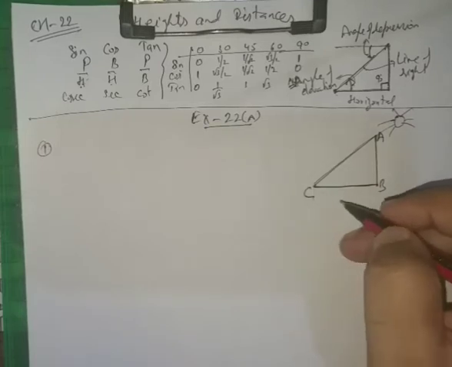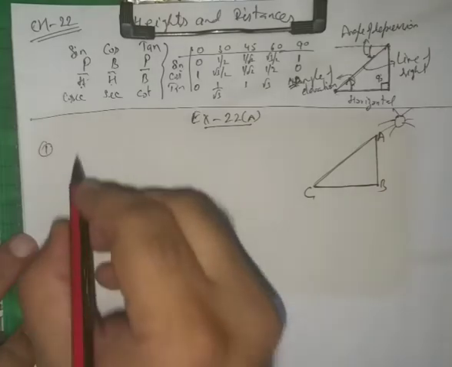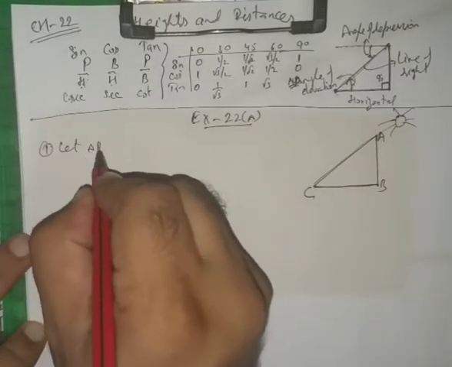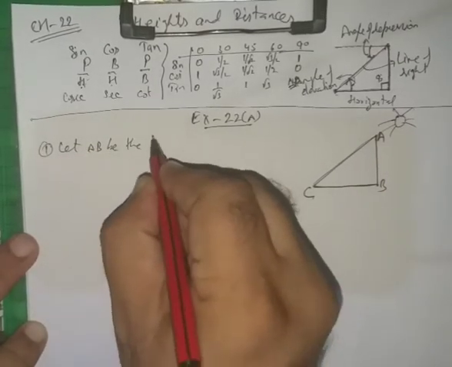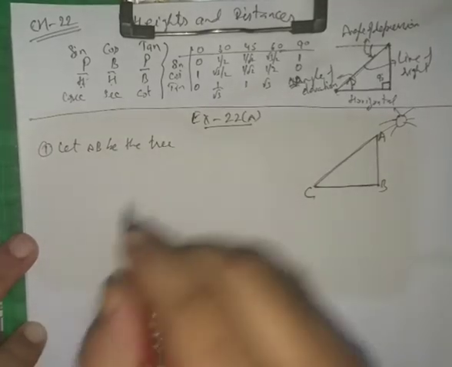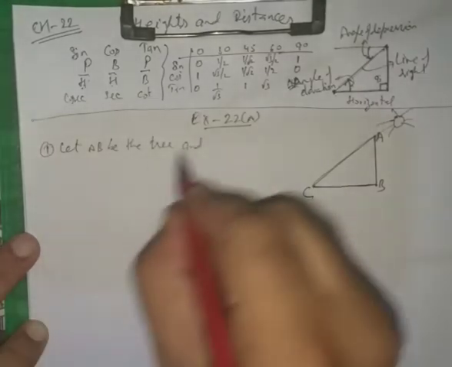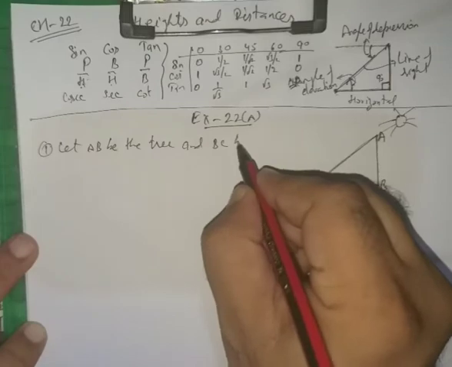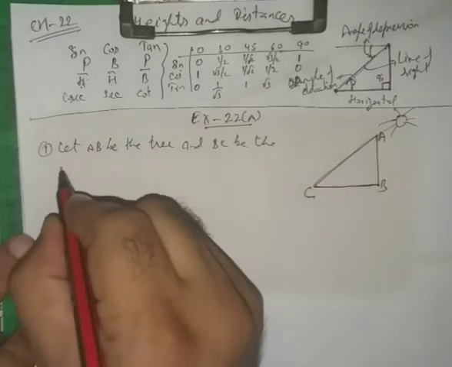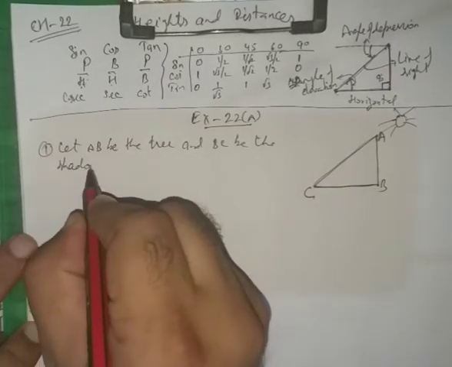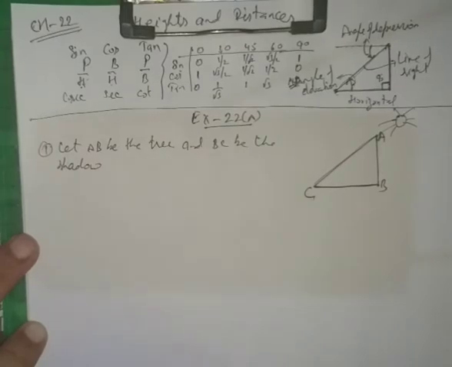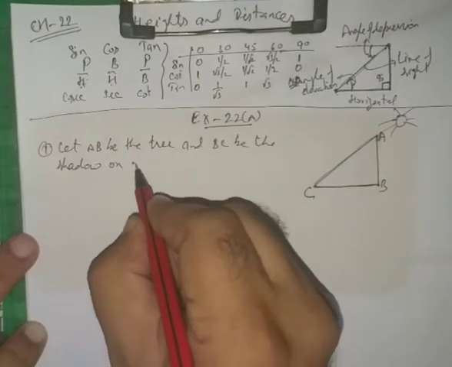Now first of all I will have to describe the things. So let AB be the tree, and BC be the shadow on the ground.